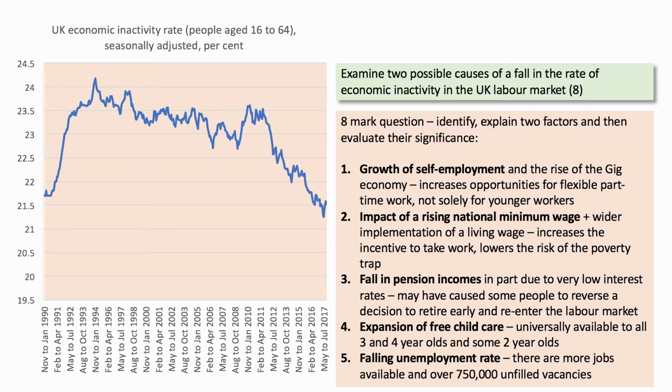And generally, of course, the labour market's been doing pretty well in recent times. There's been a big fall in unemployment, down to 4.2%. There's nearly 750,000 unfilled job vacancies. So there are plenty of jobs out there for people who decide they want to become active again in the labour market. So lots of reasons you could pick out. You just need to pick out 2 and explain using a chain of reasoning why that's reduced inactivity.